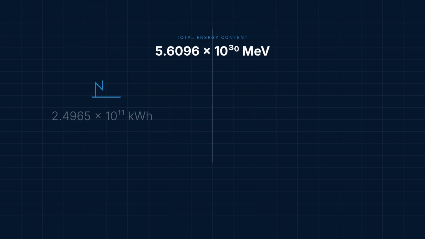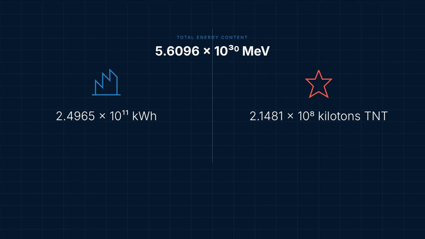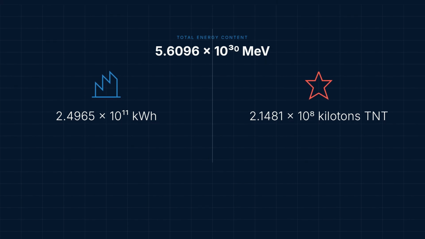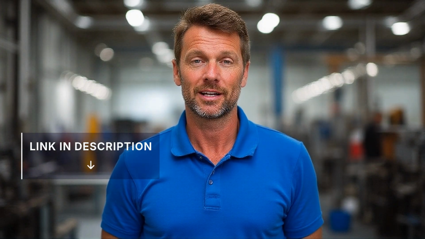Additional information reveals this equals 2.4965 times 10 to the 11 kilowatt hours or 2.1481 times 10 to the 8 kilotons TNT, demonstrating the enormous energy contained in matter. This calculator transforms complex physics into practical engineering insights.